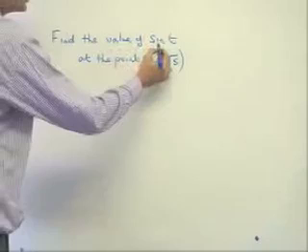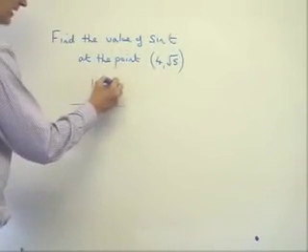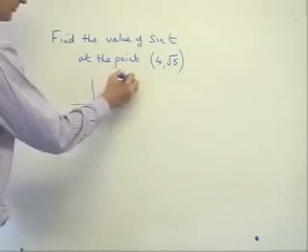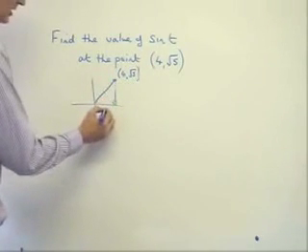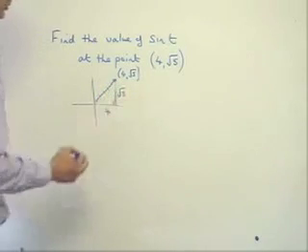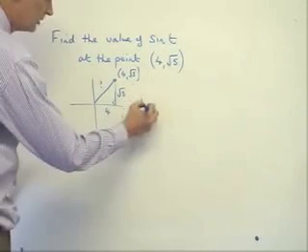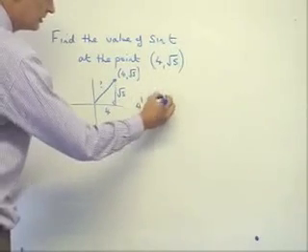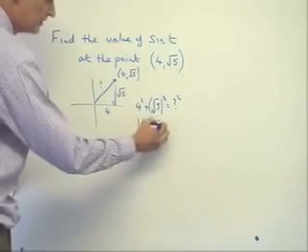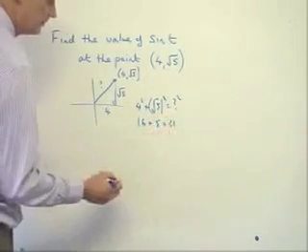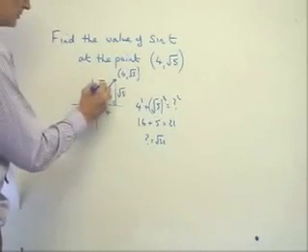So find the value of sine t at the point 4, root 5. So we go to our unit circle. 4, root 5 is about there. So that's the point 4 comma root 5. That means, draw the triangle here, the x value will be 4 and the y value root 5. We've got to find the missing side here. By Pythagoras, 4 squared plus root 5 squared equals question mark squared. So 16 plus 5 equals 21. So therefore the question mark is root 21. So we can take that away and put root 21.